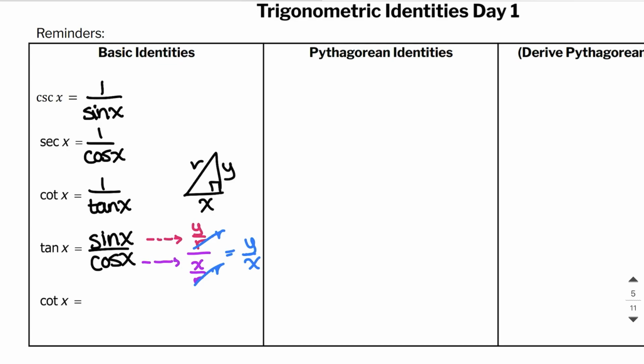And now because cotangent of x is the reciprocal of tangent of x, all I have to do is take the reciprocal of sine of x over cosine of x. So cotangent of x is cosine of x over sine of x.